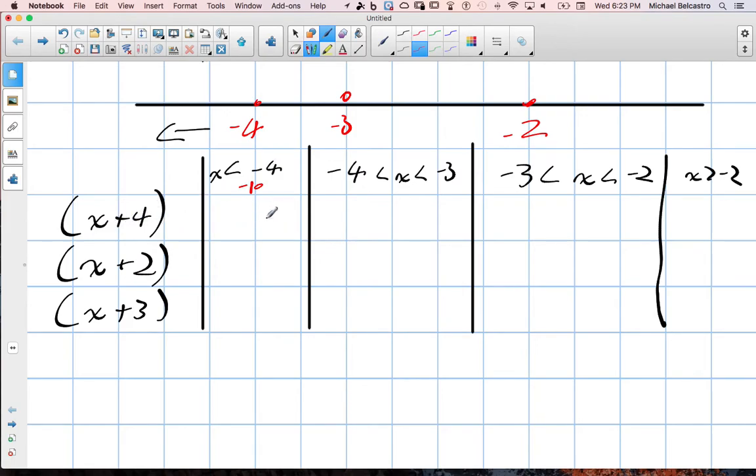-10 plus 4 is going to give us a negative, okay? So that's what's important. -10 plus 2 is going to give us a negative. -10 plus 3 is going to give us a negative. These negatives are important. We're going to call the function.